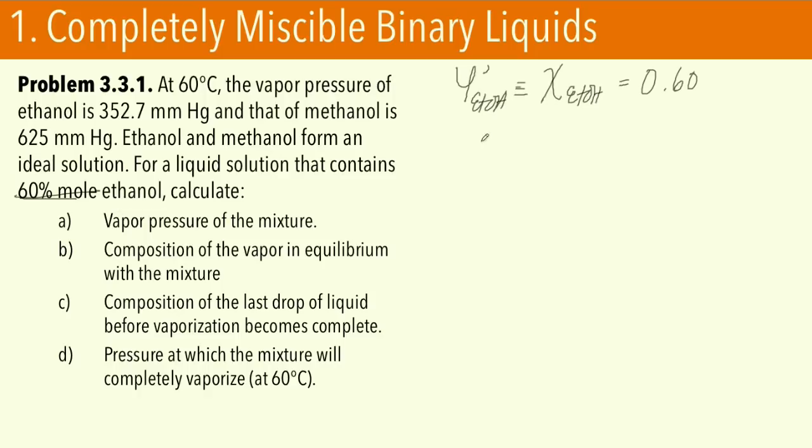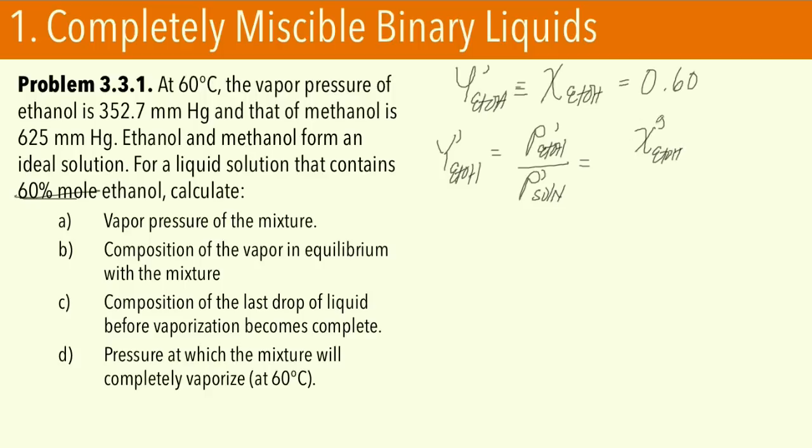So how do we express the composition of ethanol in the vapor phase? We said that this is the pressure of ethanol, let's call this prime, over the vapor pressure of the solution. Expanding this, this is going to be equal to the composition of the liquid in equilibrium with this composition, so this is going to be equal to chi prime.